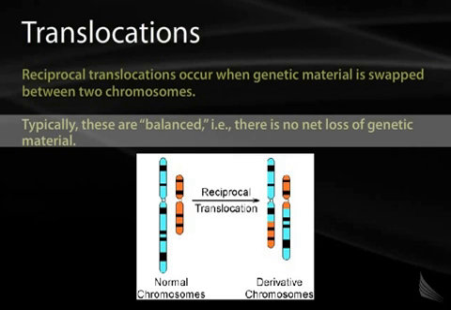So we can see in the diagram here we have the blue chromosome and the orange chromosome, and they have genetic material that just trades places. But if you look, we still have all of the genetic material for the blue and all of the genetic material for the orange. There was nothing lost. So we would call this a balanced reciprocal translocation.